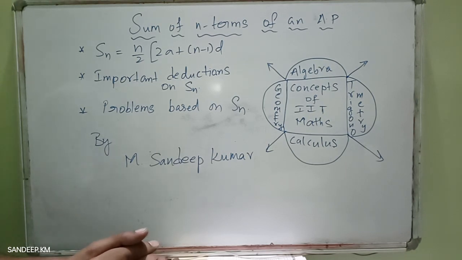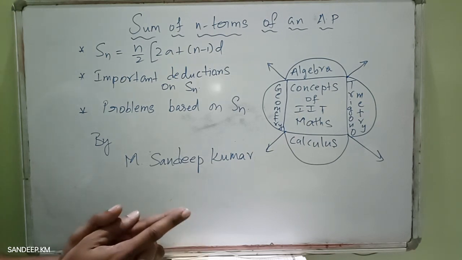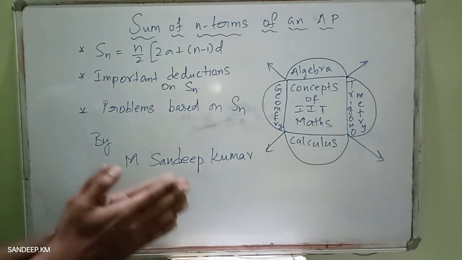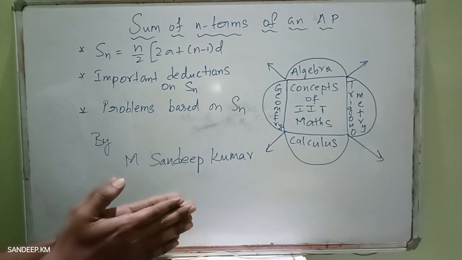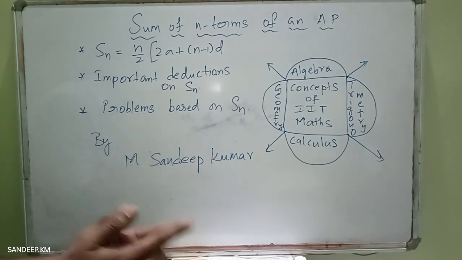In our previous videos, we have seen the introduction to the sequence and series chapter, and after that we have seen what is an AP and how to find the nth term of an AP. So before watching this video, it's important to go through the previous two videos. And in today's topic, we'll be finding the sum of n terms of an AP, arithmetic progression.